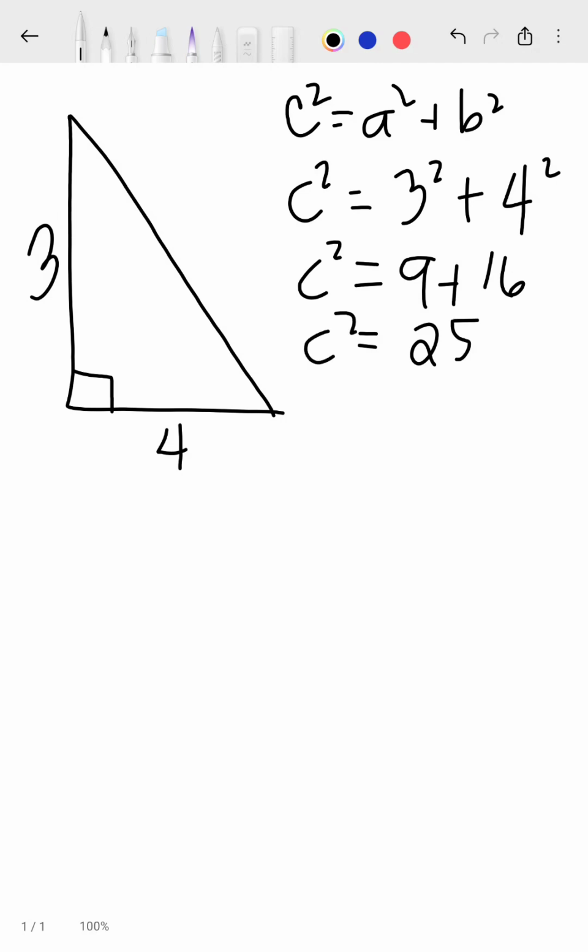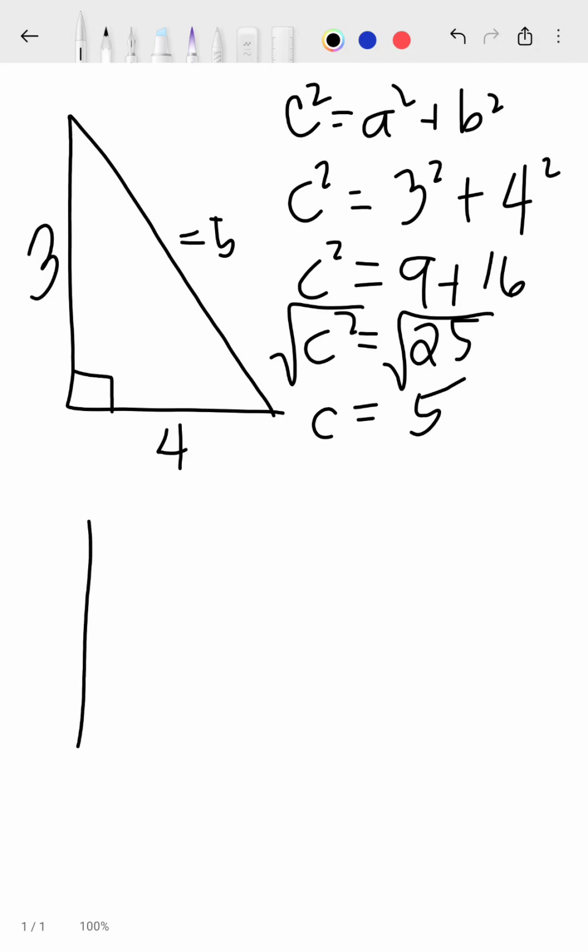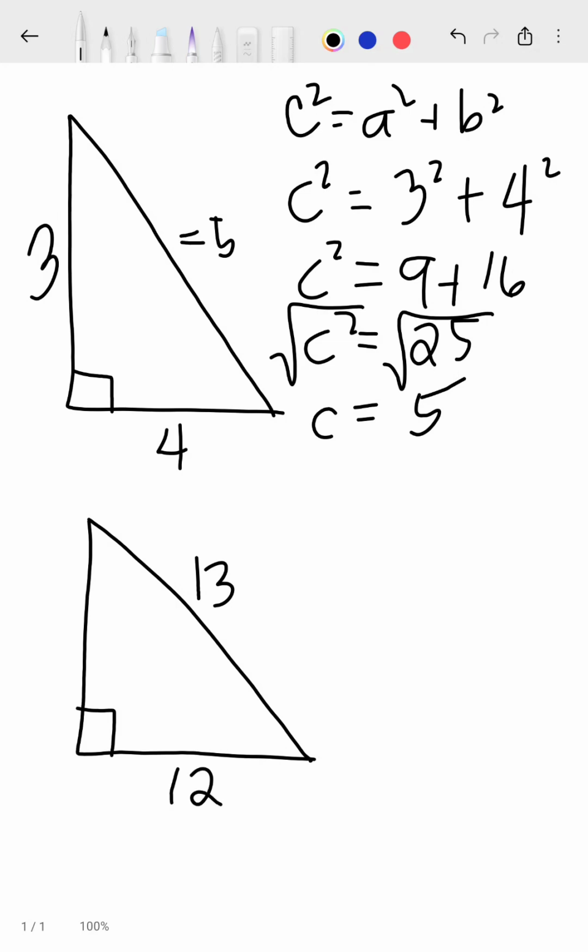Eh paano yan? C lang ang kailangan ko. So we need to do the square root of both sides. So C is equal to 5. So that means the hypotenuse measures 5 units. Okay? Another one. If I have this kind of triangle, another right triangle, but there is the hypotenuse, and then one of the legs is given as 12, what will be the measure of the other leg?